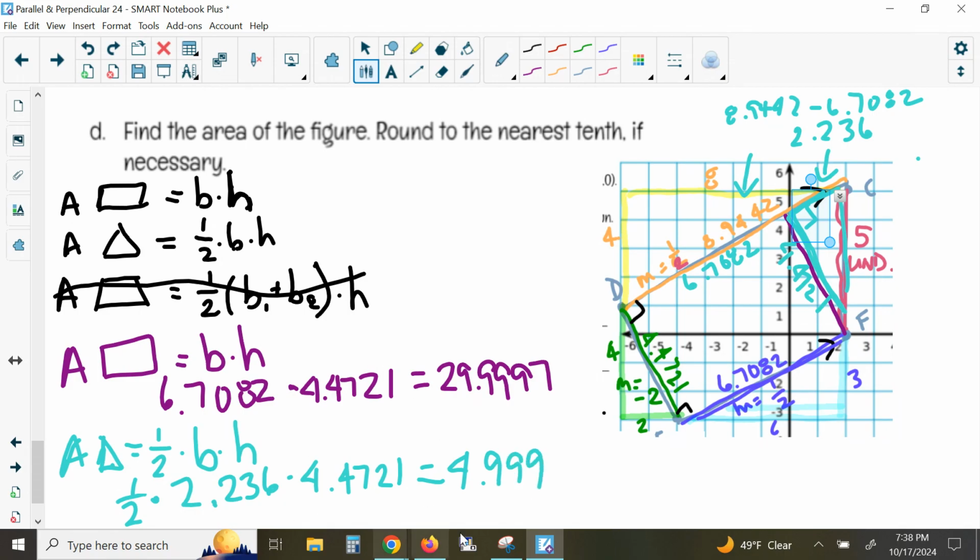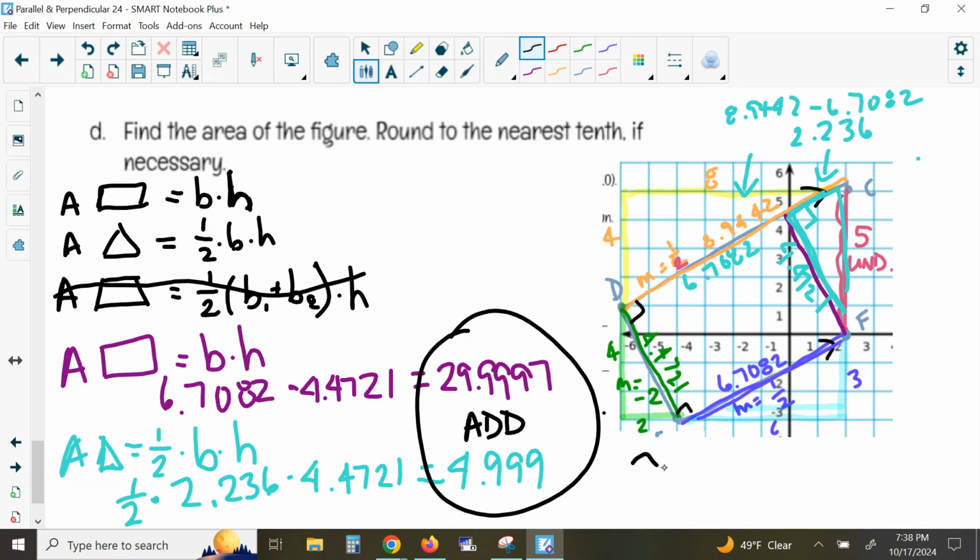And we get approximately 4.999. So all we have to do is add these two together, right? If we add these two together, we literally get like 34.998. And this one doesn't say what to round it to, so I would legit just say it is approximately 35 square units, or units squared. Okay. And if you're in Castor's room, you're gluing this baby on page 26.